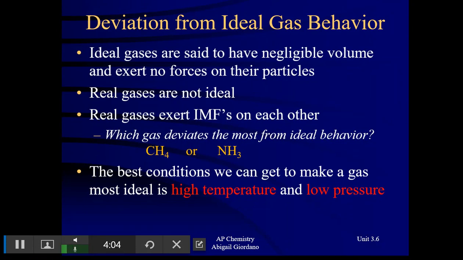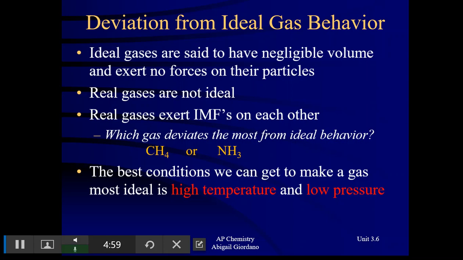The best conditions for making a gas behave in the most ideal way are high temperature and low pressure. Think about the example we just did, ammonia, which experiences all three intermolecular forces. Its particles are held relatively tightly together. If you raise the temperature high enough, that's going to cause the particles to move at higher speeds, and intermolecular forces are going to become less and less of an issue. So high temperature, low pressure is the best situation for having a gas behave in the most ideal way.